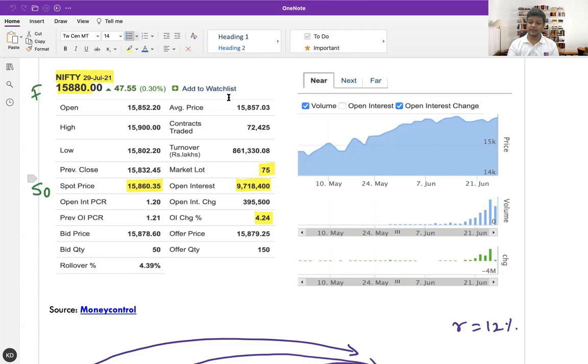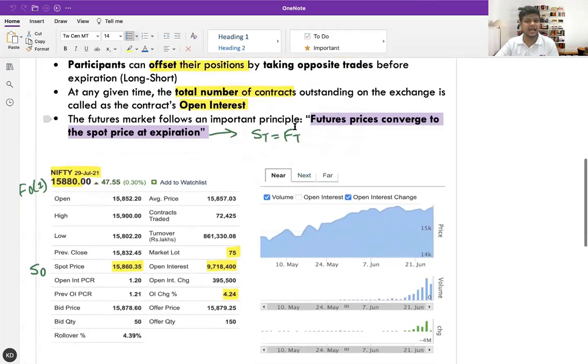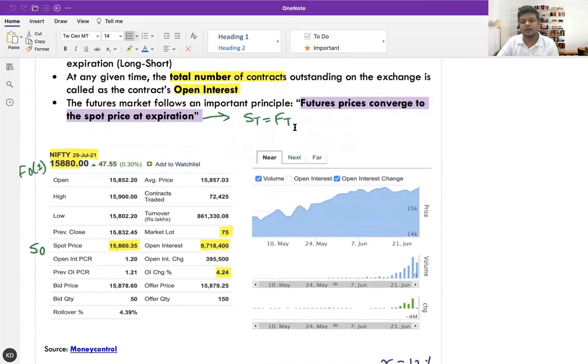This is the future price for a contract after 1 month. So if anyone who wants to enter today will have to pay F0 for 1 month. They will have to book at this price, 15,880. Clear? But on maturity, they both should become the same. Is that clear? About how the futures market prices and everything is displayed.